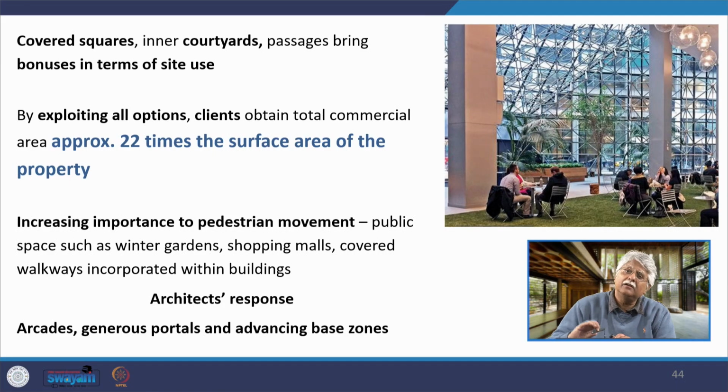bring bonus in terms of site use, so much so that if all the options available in the bylaws are utilized by a builder or a client, he can build up to 22 times the surface area of the property. He can get that much amount of bonus in building the site, that he can build up to 22 times the site of the building, and at the same time provide privately operated, privately owned public spaces for the advantage of the public.